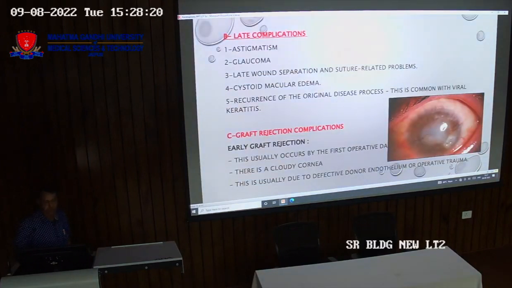Late complications are astigmatism, glaucoma or secondary glaucoma, late wound separation and suture related problems, cystoid macular edema, and recurrence of the original disease process. This is common usually with viral keratitis. And the third complication is graft rejection, early graft rejection and late graft rejection. Early rejection occurs by the first operative day, with cloudy cornea, usually due to defective donor endothelium or operative trauma.